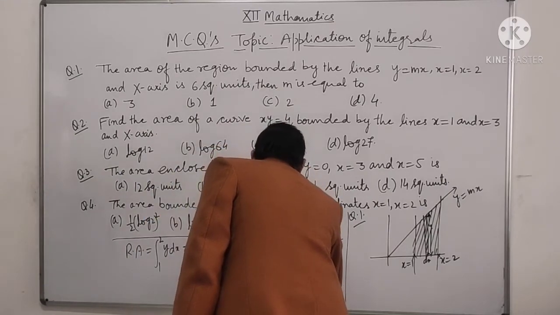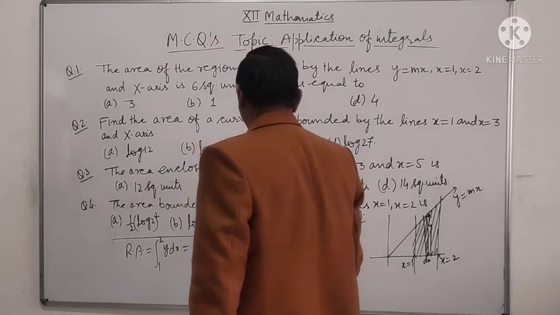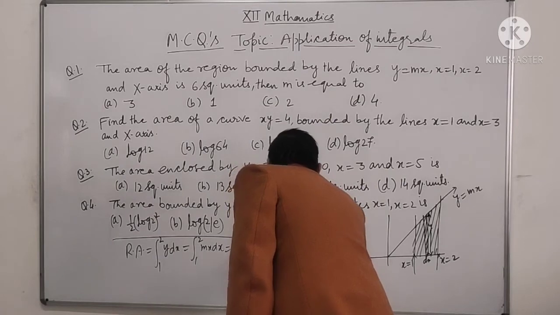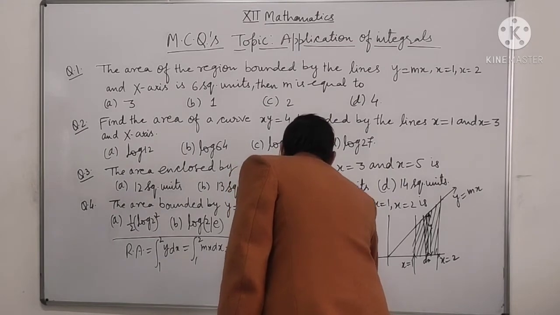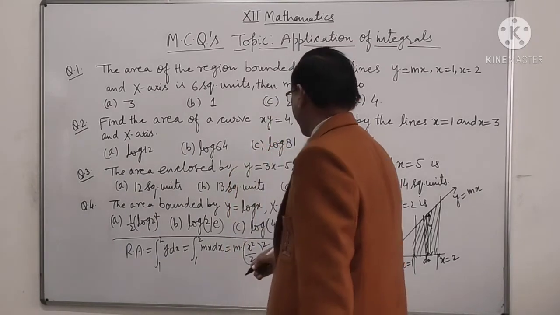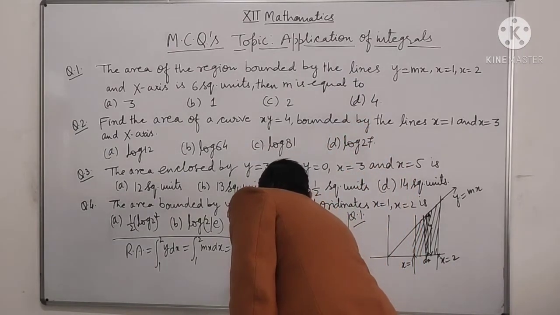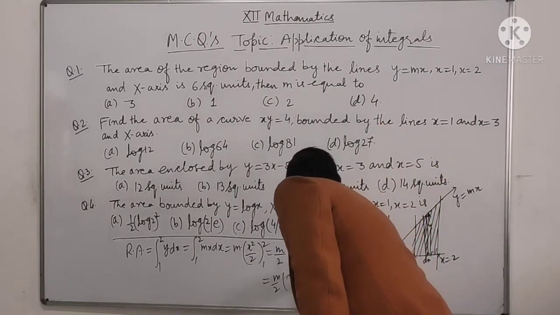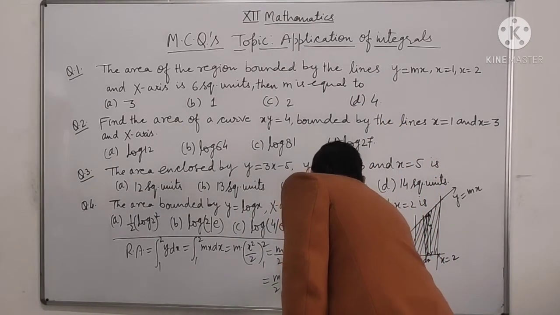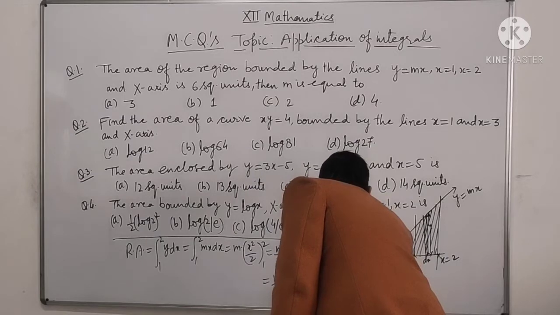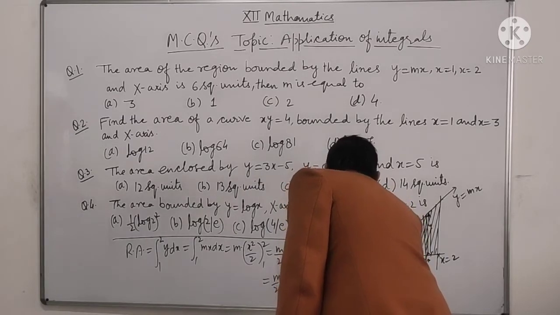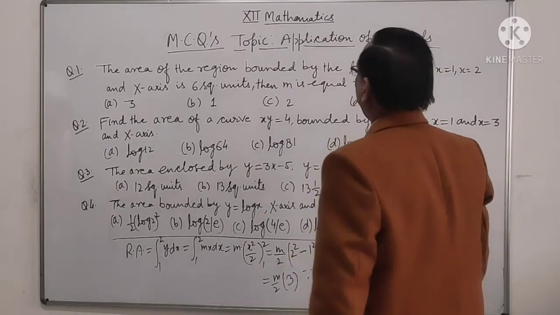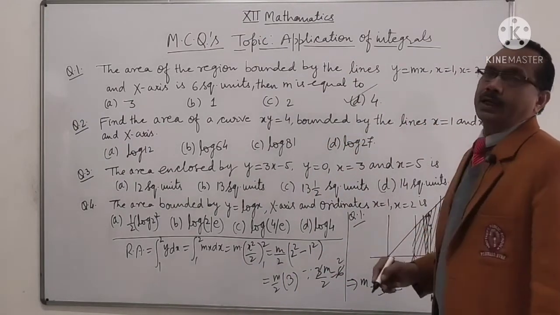Then it is m by 2, then upper limit 2 square minus 1 square, and it is m by 2, then 4 minus 1 is 3. So 3m upon 2 equal to 6, from this we will get m, it is 4. m equal to 4, and D option is correct here.